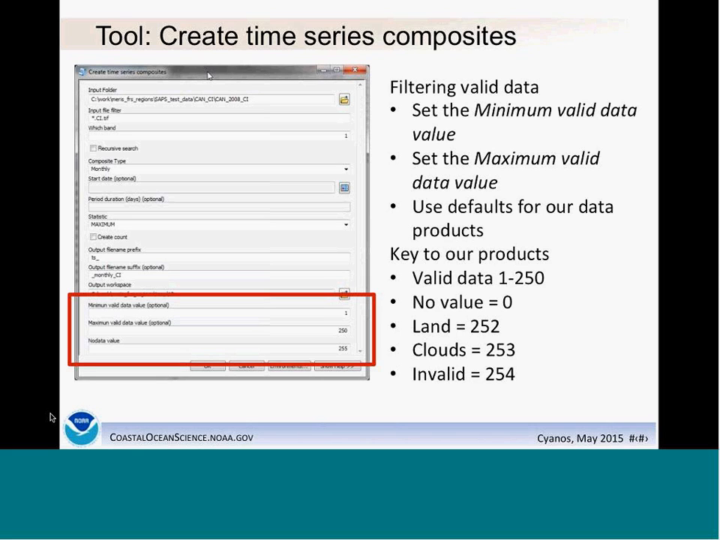For the data, you're just going to want to go with the standard defaults here. The product provides validated values between 1 and 250. And if for any other reason you want to apply another filter, you could define a maximum and a minimum value that are different from those values. And the output product is going to assign the no data value that you define here.